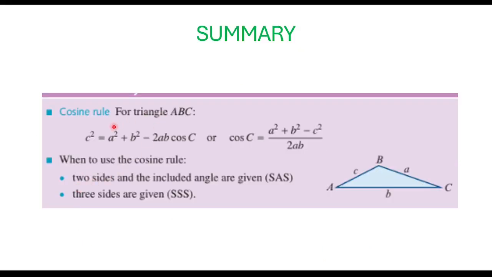So just a quick summary. The cosine rule for an angle ABC is c squared equals a squared plus b squared minus 2ab cos C. So you can use that to find a missing side when you know the other two sides and the angle between them. So when you know SAS. Or you can also use the cosine rule rearranged to find a missing angle if you know all 3 sides.